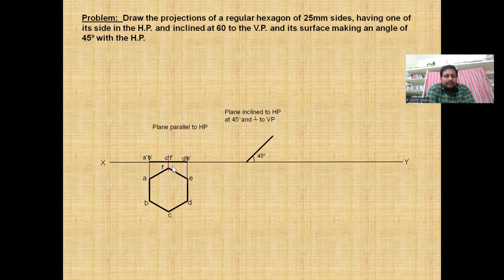We don't know the dimension of this line. Take the compass, measure the dimension and mark it on this line, and name it A dash, B dash, C dash, F dash, and D dash, E dash. Simply project all the vertical lines, and similarly project horizontal lines from the hexagon to these lines.